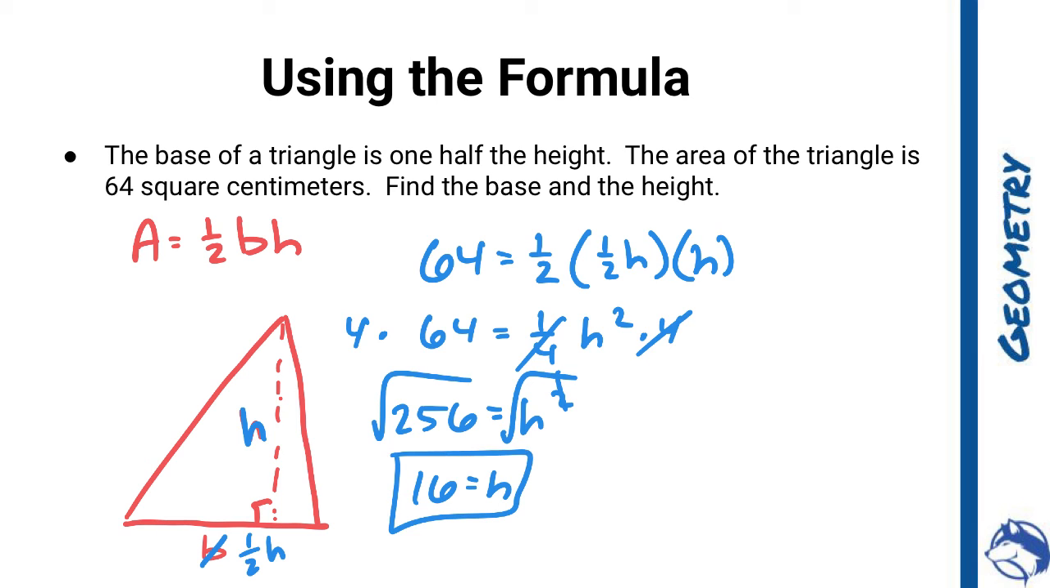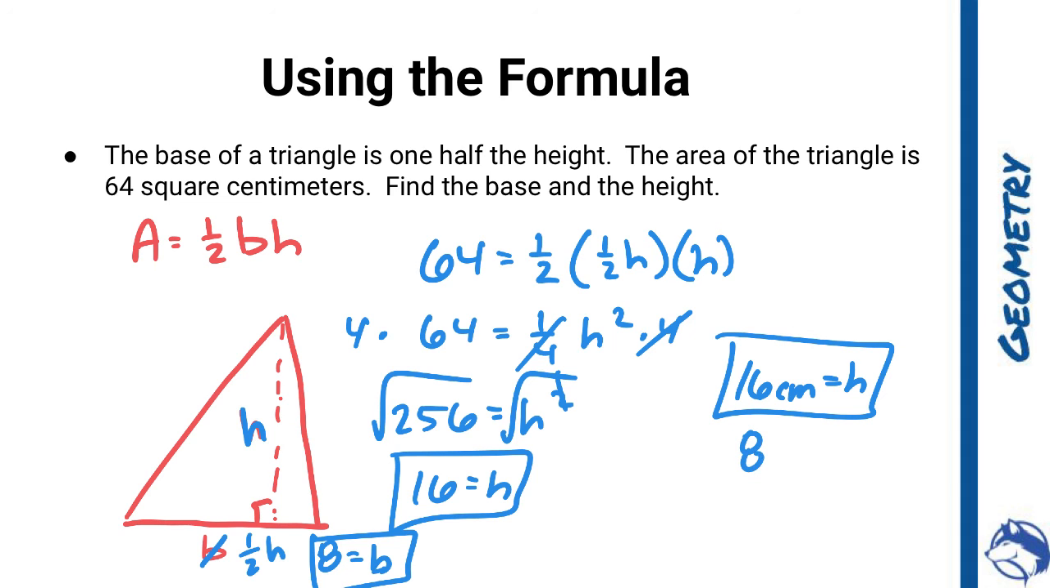So my height is 16, and then my base is half of the height, so it would have to be 8. Now, a lot of us would just leave this as is, but we have to be careful to use units. So I would have to say 16 centimeters is equal to my height, and then I would have to say 8 centimeters is equal to my base.